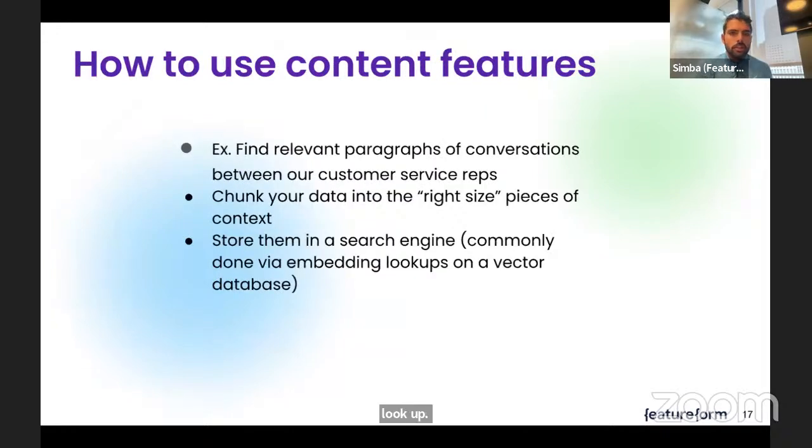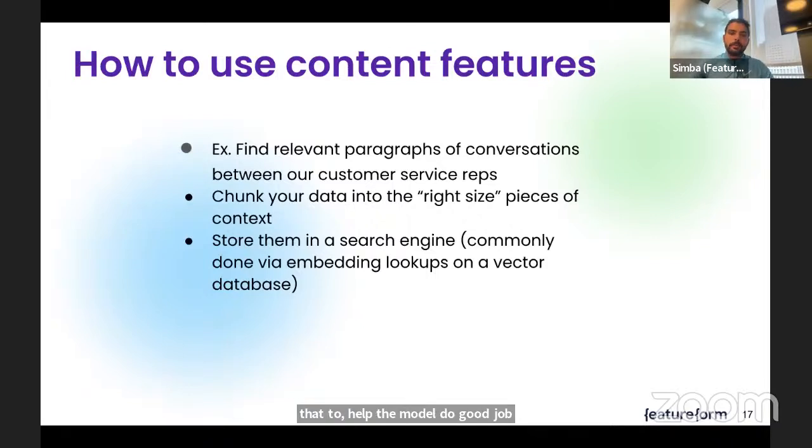For content features, you find the relevant content. A good example is finding relevant paragraphs of conversations between the customer success reps and the customers themselves. So you will grab all the conversations or all the content-based data that is potentially relevant to the problem at hand. If it's a customer success or service bot, then you should probably take all of the conversations between humans and other humans, and use that to help the model do a good job. You can also use that for fine tuning.